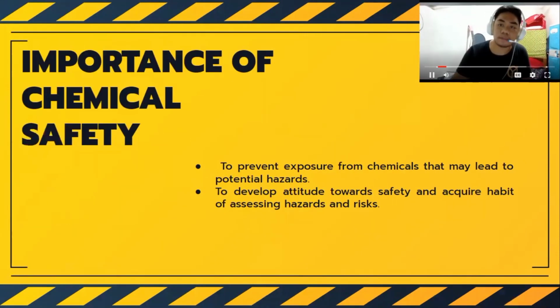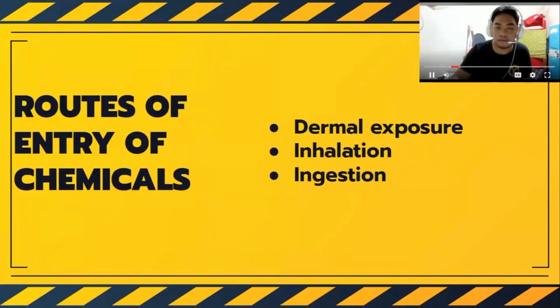The importance of chemical safety is to prevent exposure from chemicals that may lead to potential hazards. It is used for us to prevent any accidents that might happen due to the chemicals being used in a facility and to develop attitude towards safety and acquire habit of assessing hazards and risks. So it is to assess any hazards and risks and make sure that our workers will have a safe working environment. For the routes of entry of chemicals, we have 3 ways, and that is dermal exposure, inhalation, and ingestion.